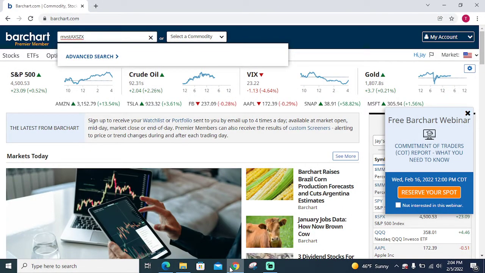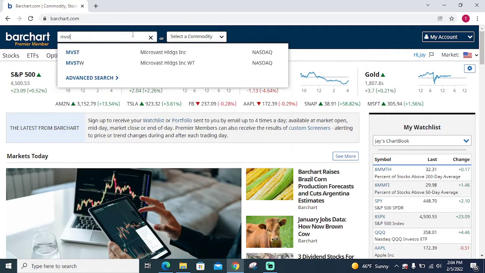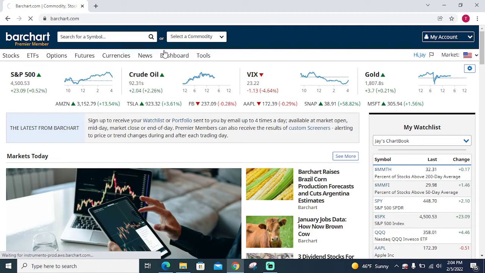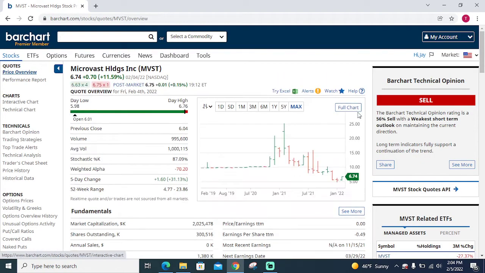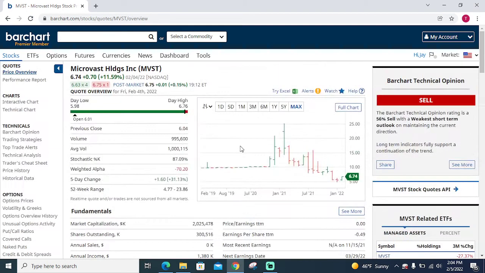I'm over here in Barchart. Big user of the Barchart site, and what I've been looking at and playing is MVST. This sell rating was super high, almost 100% just a couple of days ago, and now it's 56. You can see here 11.59% gains yesterday. If you're curious what the company is, it's a lithium ion battery solutions company.